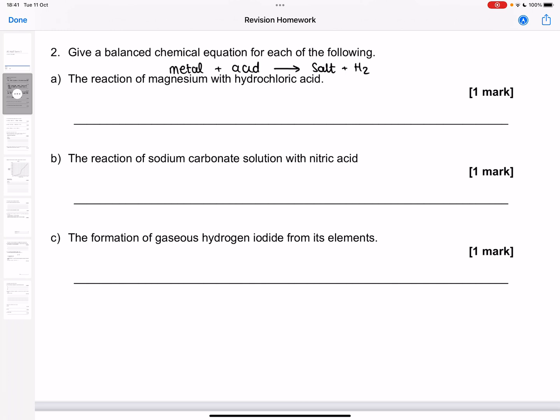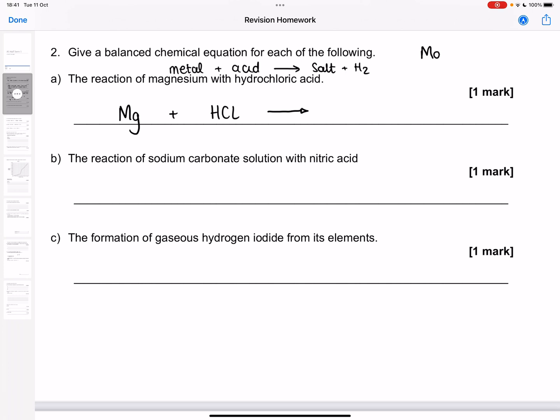Now we need to get all our formulas correct. So magnesium is not one of the diatomic elements, so we just have Mg. Hydrochloric acid, we need to remember, is HCl. So we need to figure out the salt. From hydrochloric acid, we're going to make chlorides, and because our metal is magnesium, we're going to make magnesium chloride.